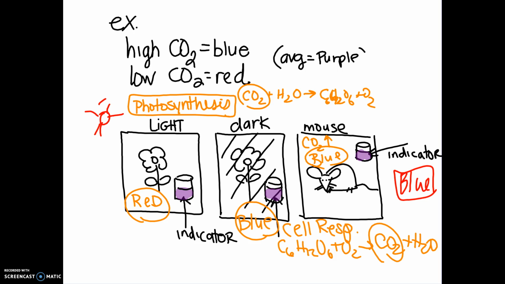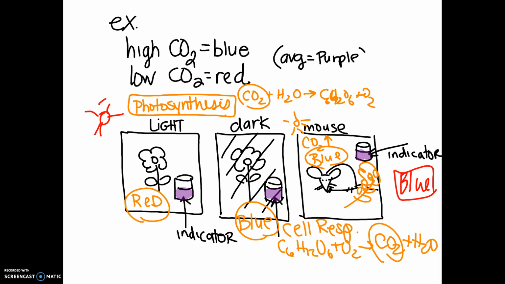I could even change it up and put a mouse and a plant. And probably the most logical answer there would be that the indicator might stay purple, because the plant would be doing photosynthesis, assuming there's light. In the dark, that wouldn't be true. And the animal would be doing cell respiration. Plant would technically be doing some cell respiration also, but because CO2 would be made and consumed, we probably wouldn't see a color change.